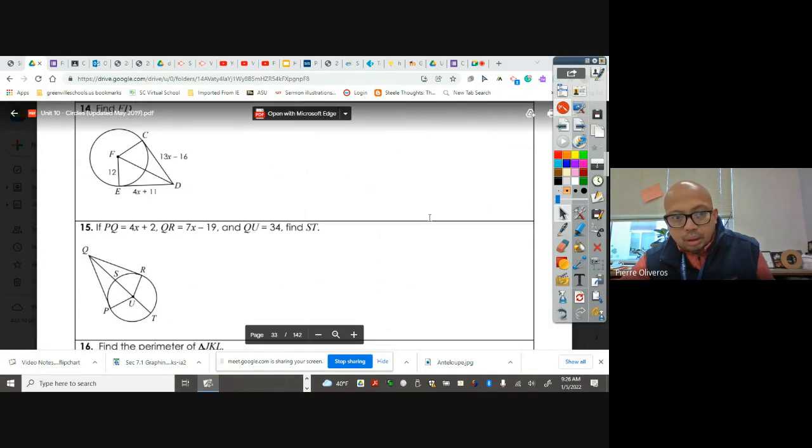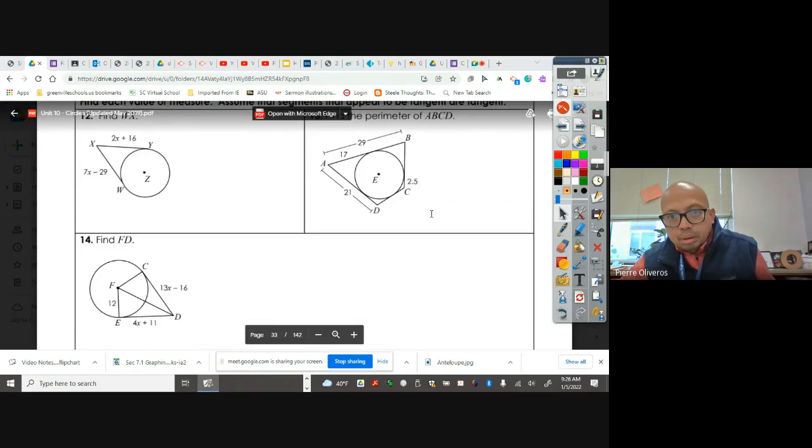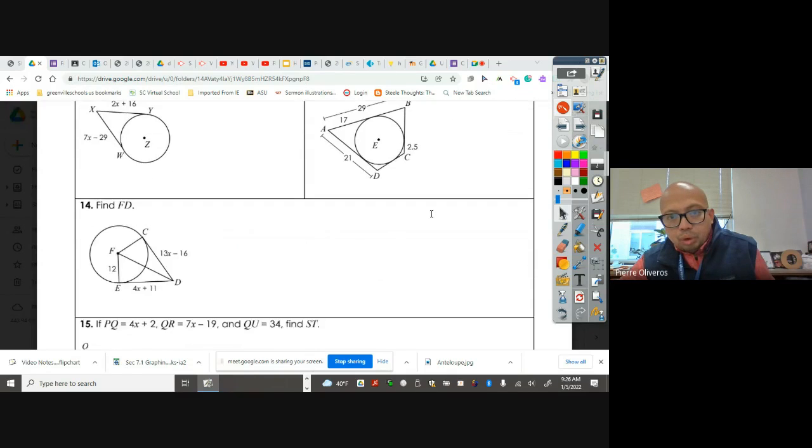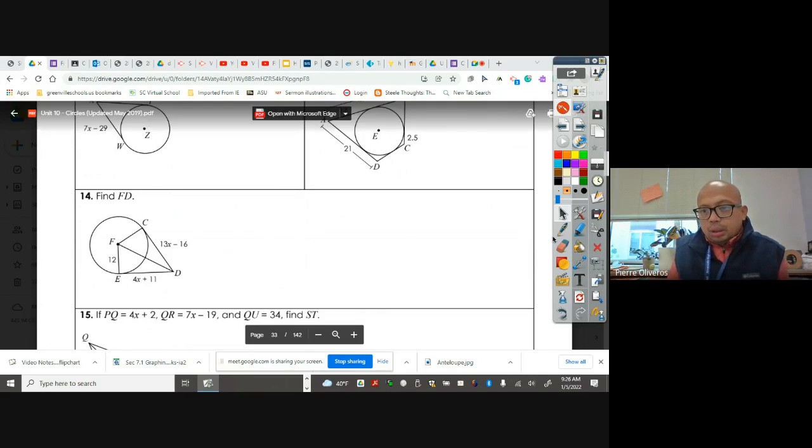Let me do 14 here. This is 12. That appears to be tangent. They have to be equal here. So we know that they will be equal here, right? Because they are two tangents. So 13x minus 16 equals 4x plus 11. Solve it. This will give you 9x, and this will give you plus 16, 27. So x equals 3, right?